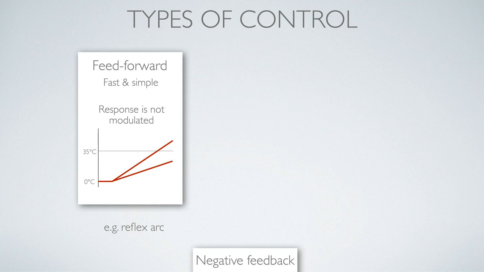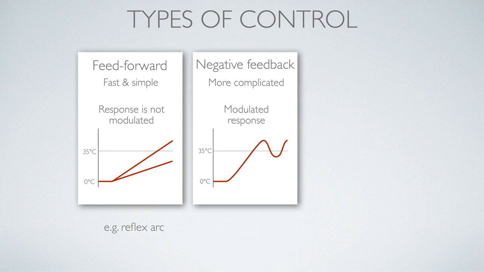We've considered negative feedback. These are more complicated because of a feedback loop, but they offer a modulated response. And so this is good for regulatory functions. This will achieve homeostasis.